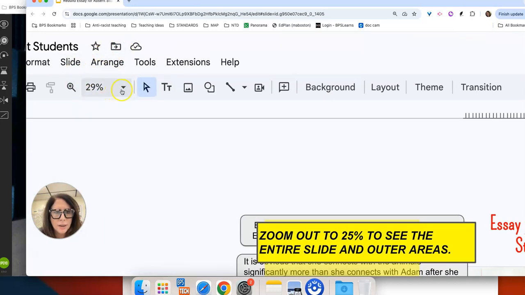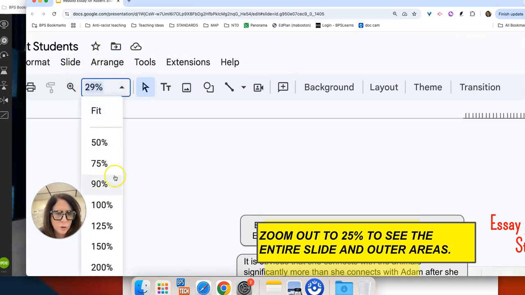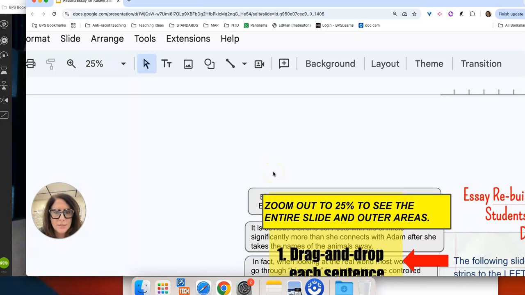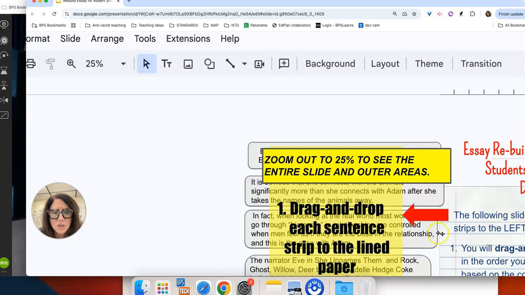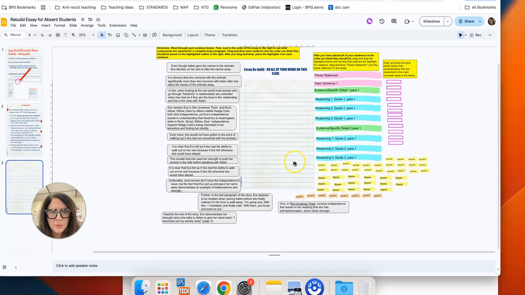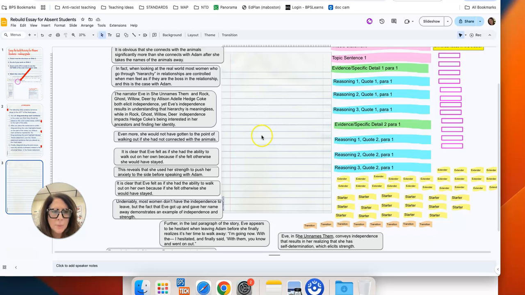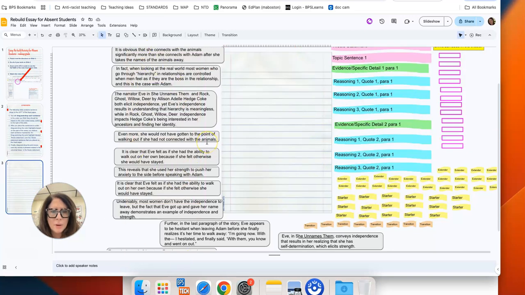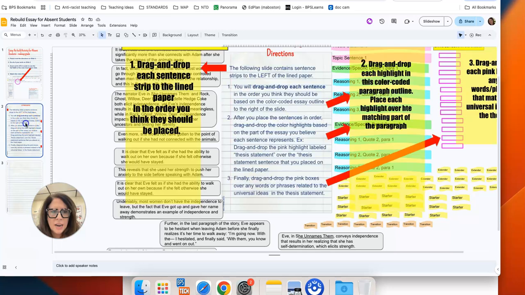If you go right here, you can choose your fit or your percentage of how you're actually seeing the slide. I would go to 20 or 25, under 30, and then you can zoom out so that you're at 25. See, I can see all the different parts. Your actual building space is the line paper. If you look at the directions, it literally says what you're going to do. The piece to the left of the line paper holds all your sentence strips, and to the right, you have all your highlighting colors.